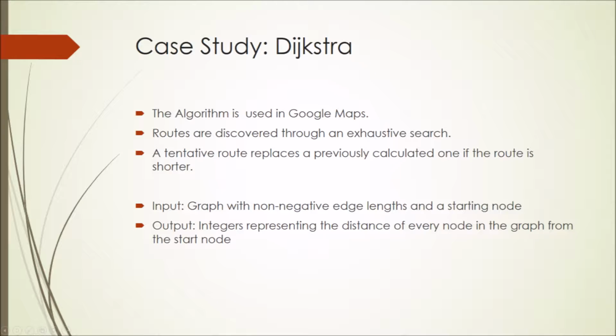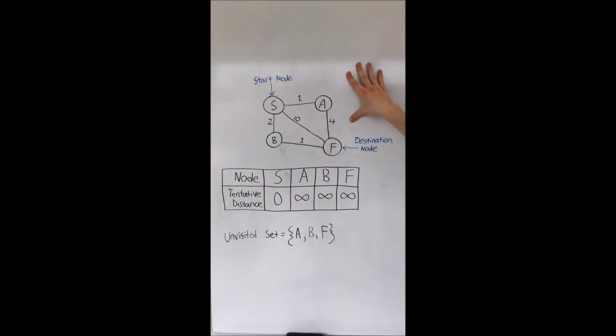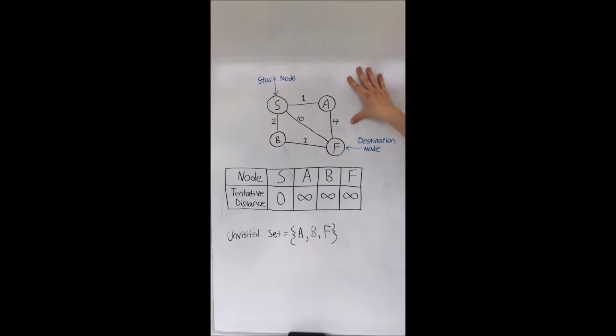Routes are discovered through an exhaustive search. A tentative route replaces a previously calculated one if the route is shorter. The input is a graph with non-negative edge lengths and a starting node. The output are integers representing the distance of every node in the graph from the start node. We will use this example to demonstrate Dijkstra's shortest path algorithm.